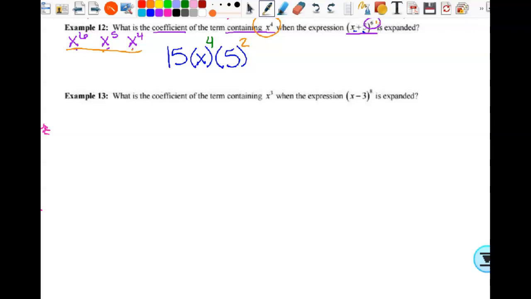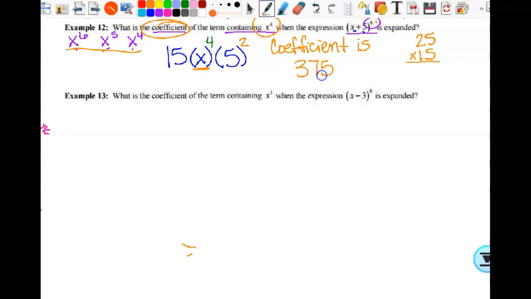Okay, so now I've just got to clean this up. And 5 squared is what? 25. And so it's only asking me for the coefficient, so I don't even need this. I needed to put it in there so I can get all my stuff straight. But I really just need to do 25 times 15, which means I have 15 quarters. You can think of it that way. How much money would you have? What's 15 times 25? 375. Okay. All right. What questions you got?